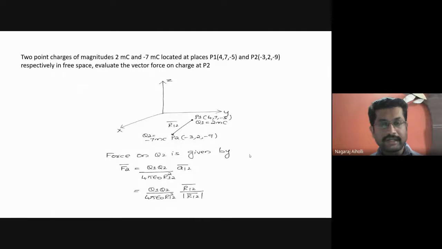Take this example, students. Note down this example. The example statement is like this: 2 point charges of magnitudes 2 millicoulomb and minus 7 millicoulomb located at places P1 of (4, 7, minus 5) and P2 of (minus 3, 2, minus 9) respectively in free space. Evaluate the vector force on charge at P2. Note down this statement of the problem.